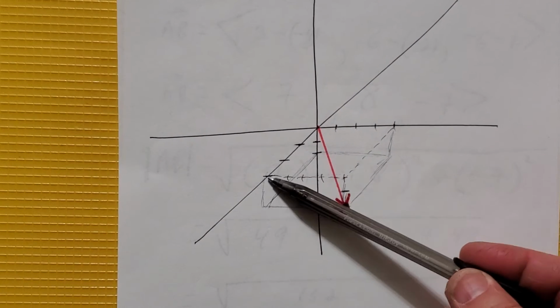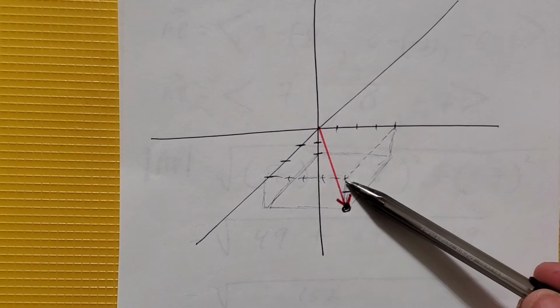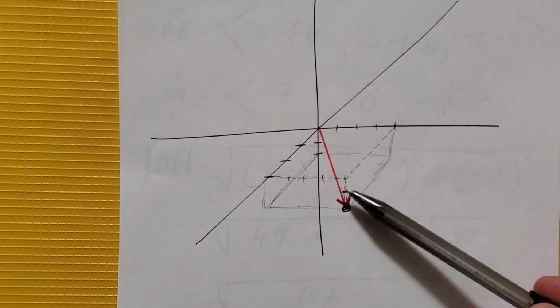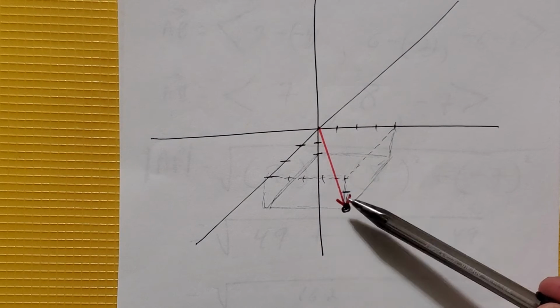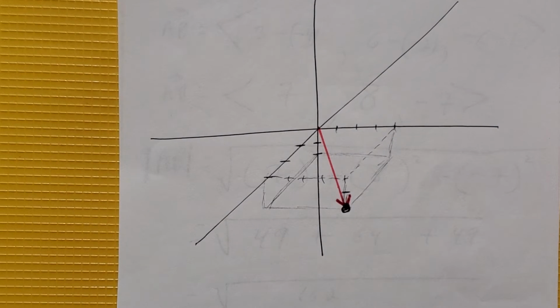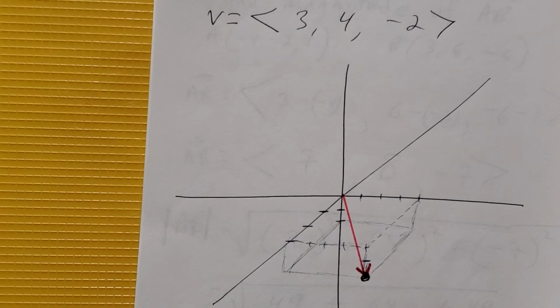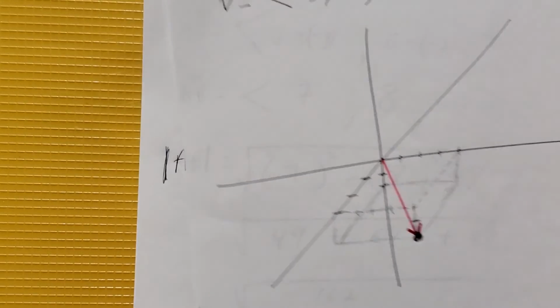So 1, 2, 3 towards you, 1, 2, 3, 4 across, and then 1, 2 down. Put a dot there. That's where the point is. That's where it ends. So it starts here, ends here. There's the vector 3, 4, negative 2. There it is. I found it. I drew it.